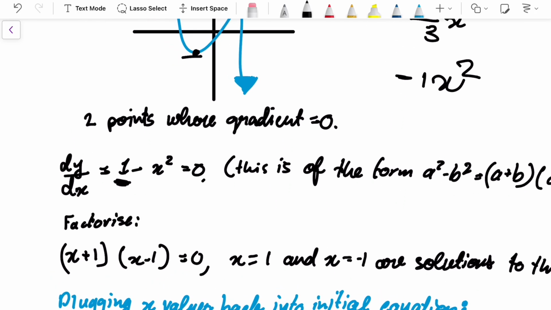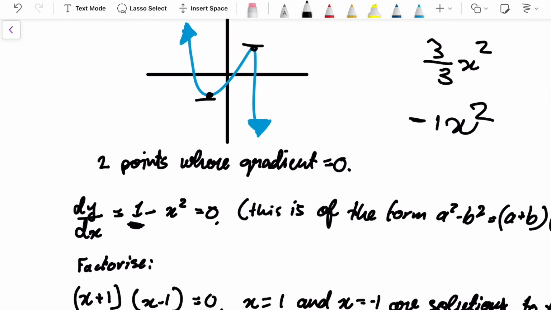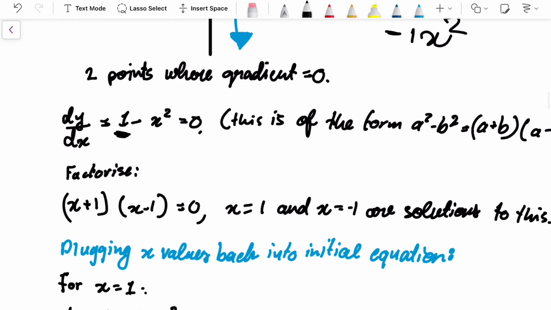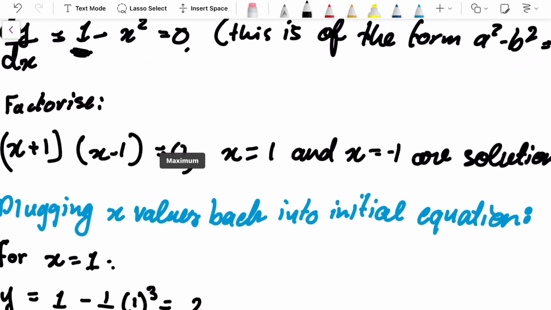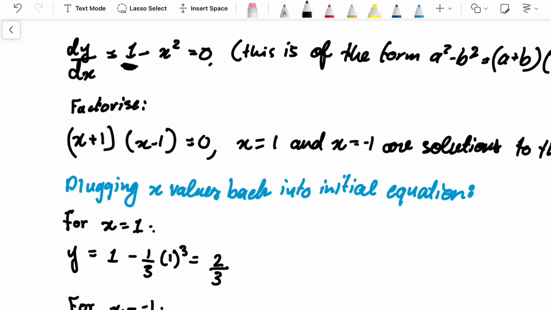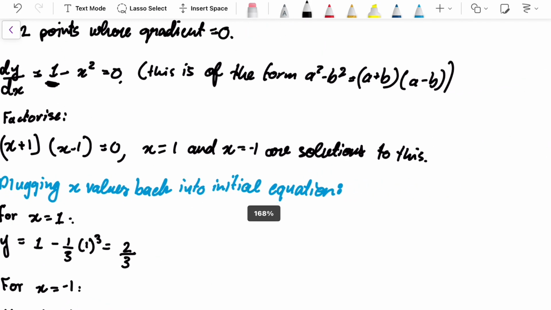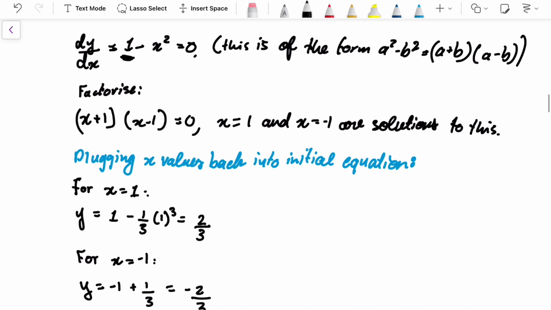And now we're saying that the gradient is equal to 0. So now we're just going to factorize it from here. When we factorize 1 minus x squared, it becomes x plus 1, x minus 1, and that is equal to 0. So that means that x is equal to 1 and x is equal to minus 1 are solutions to this equation.